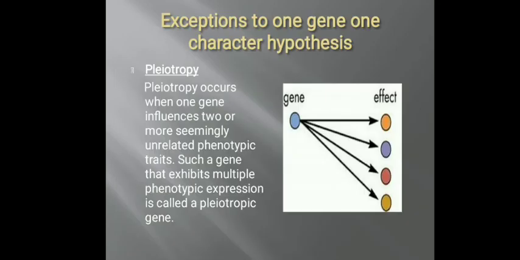Now Mendel also said that one gene controls one character, like Mendel said that stem height is controlled by a gene which has two alleles, capital T and small t. But we see many cases in which one gene may control more than one character. So you can see in this diagram, this is the gene and it is controlling many effects. This phenomenon is known as pleiotropy. Pleiotropy occurs when one gene influences two or more seemingly unrelated phenotypic traits. Such a gene that exhibits multiple phenotypic expression is called a pleiotropic gene.